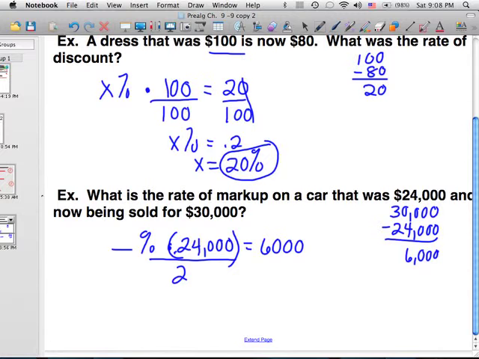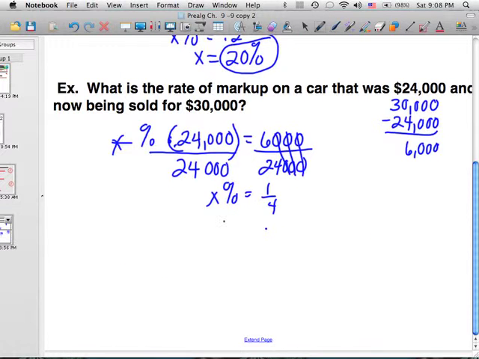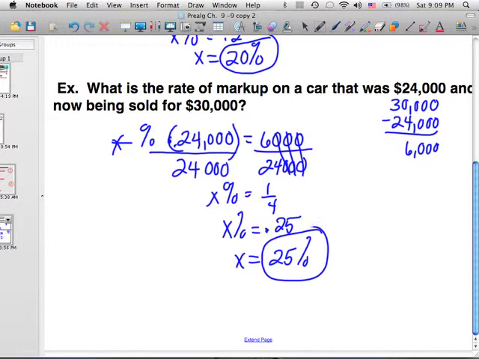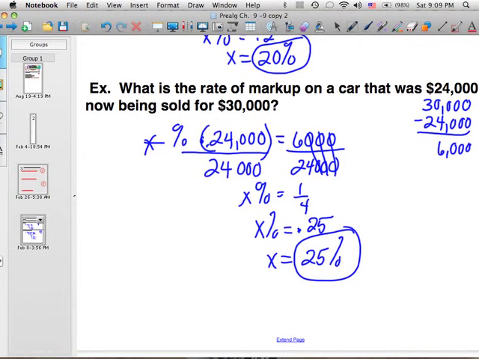Dividing both sides by 24,000. And dropping matching zeros, we get X percent equals, that's 1/4, which is 0.25. So our percent is a 25% markup, moving it 2 to the right. That concludes the explanation.